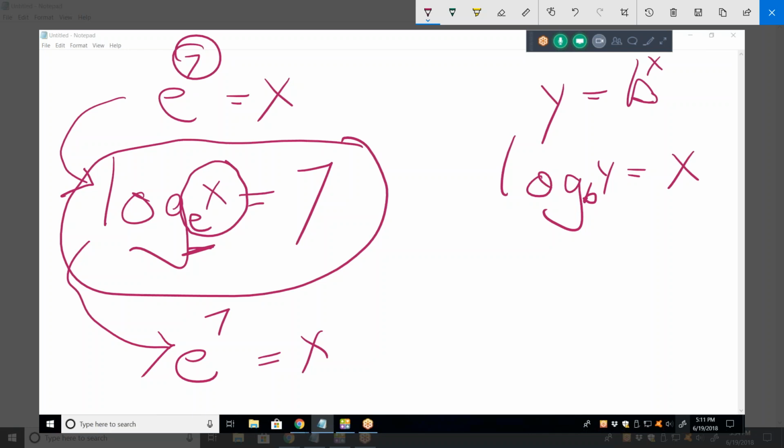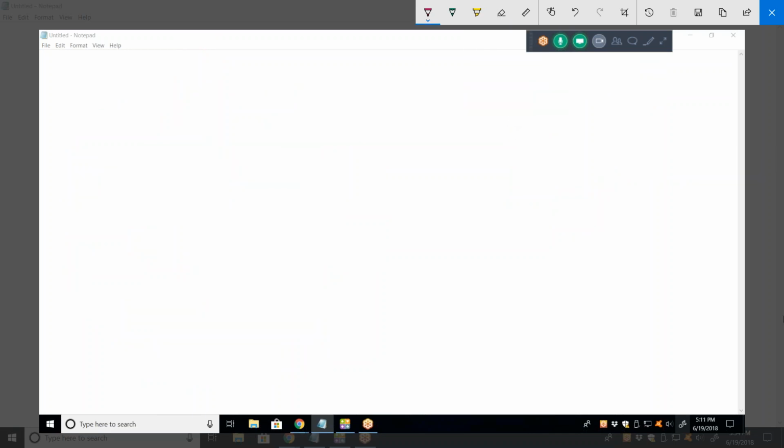It's more like factoring. When you factor, if you want to check to see if your factoring is correct, then you multiply them back together again and see if you get what you started with. It's the same thing with logs.